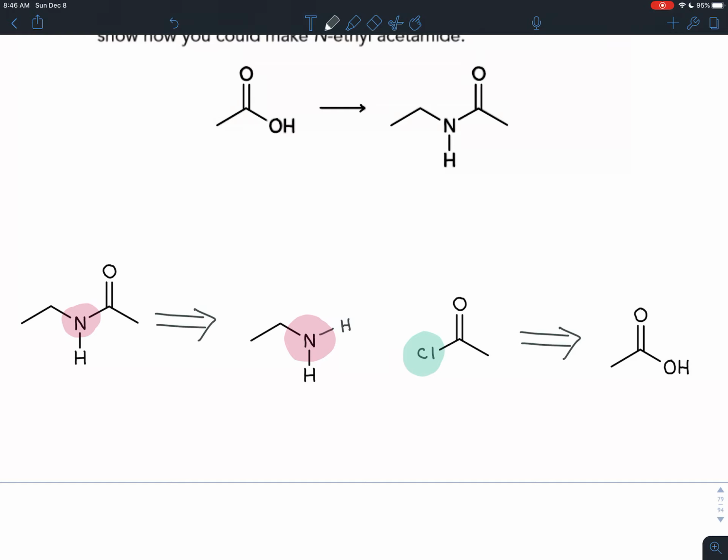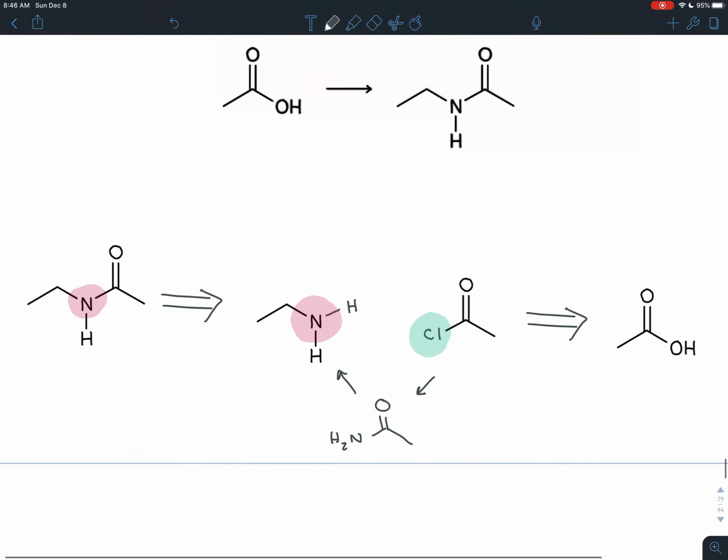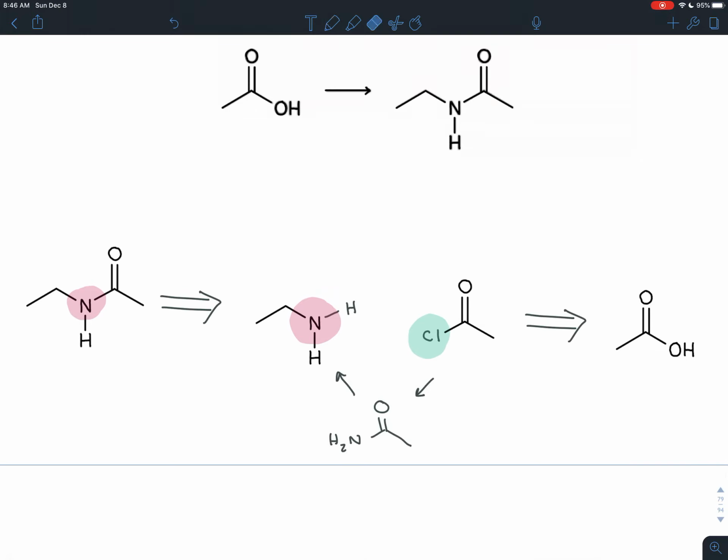Well, maybe we can use this acid chloride to make an amide, and then we can do a reduction. Because notice you have 2 carbons here, 2 carbons there, so we just have to get rid of the carbonyl, and then we would have that. So here we have a sort of plan for making this final amide from just acetic acid, vinegar.